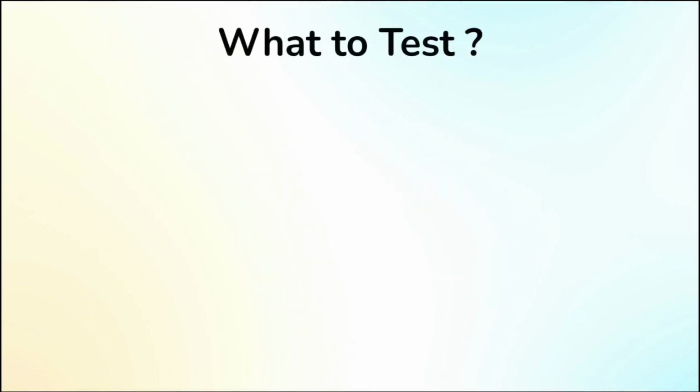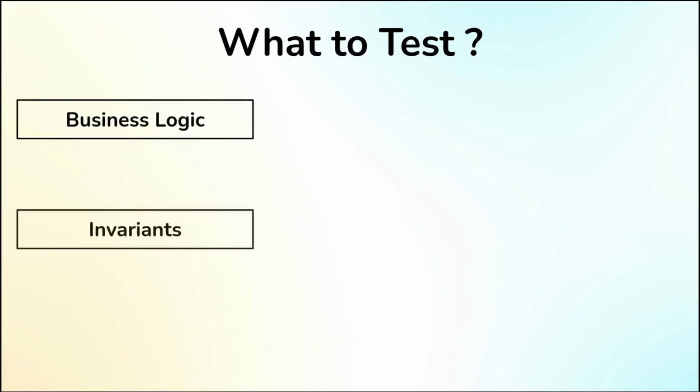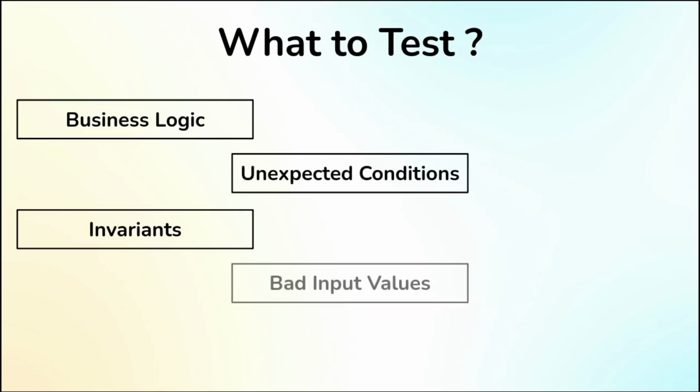If you ask yourself what should be tested, you should include the business logic, the part of the program that represents the real-world business rules. Second, the invariants, which are all expressions whose value does not change during the program execution. For example, the identifier of a person should not change during the execution of a program. Third, the unexpected conditions, which are the conditions that are not part of the normal operation of a program. Then we have the bad input values. For example, test that you cannot assign a negative number of places in a flight.